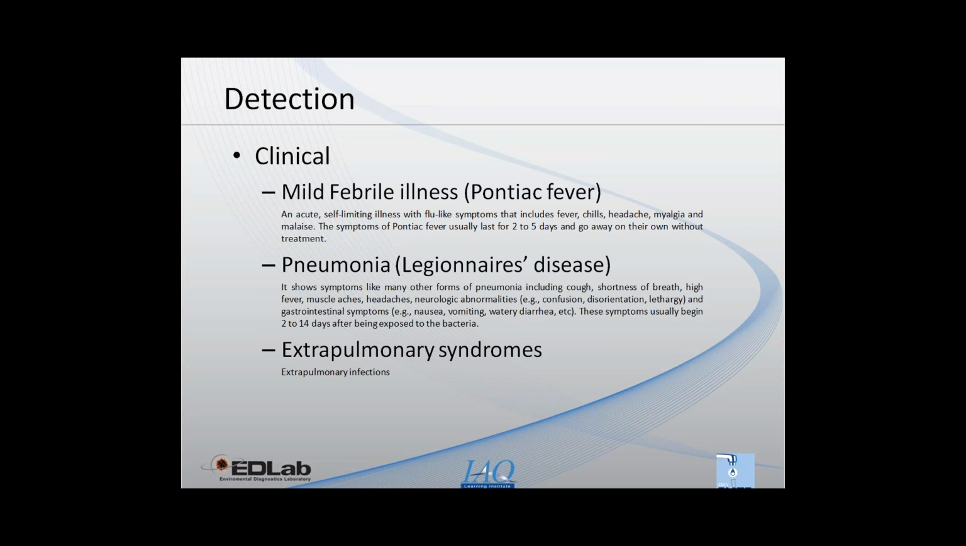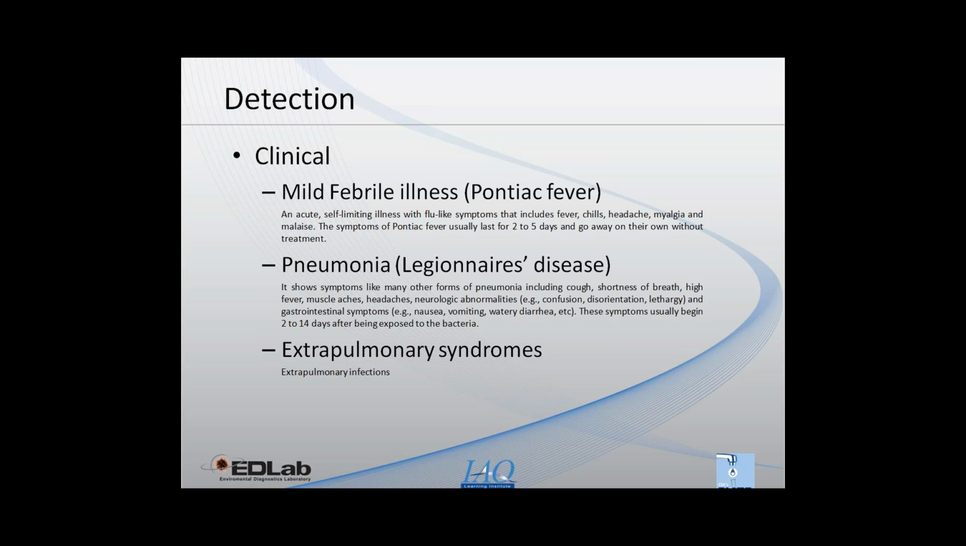As you see here with mild febrile illness, the Pontiac fever, it's an acute self-limiting illness with flu-like symptoms that include fevers, chills, headache, etc. This can last for about 2 to 5 days and can go away on its own. And that can be part of the reason why a lot of these infections go unreported. Some people just think that they have some sort of fever or they have some sort of flu, and they don't realize that they actually were infected by Legionella, and by the time that it would take to find out, they're already cured. They don't even take a second guess about it.